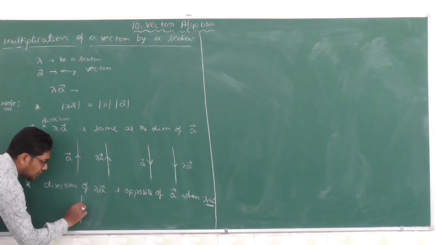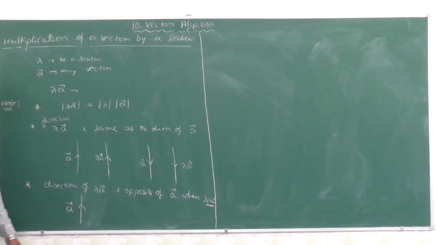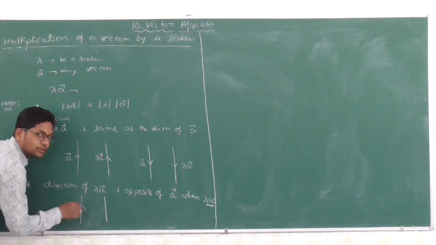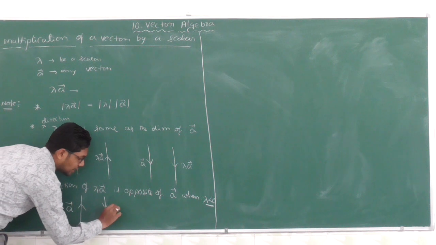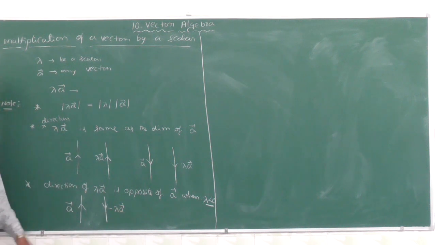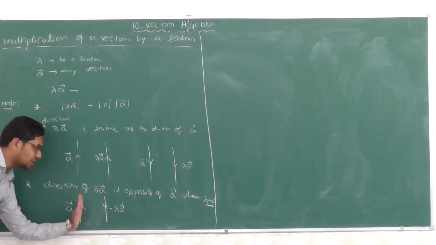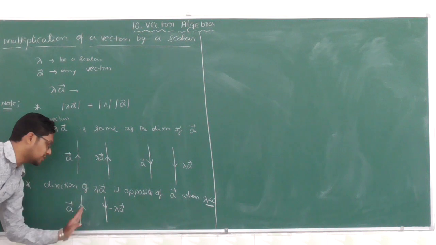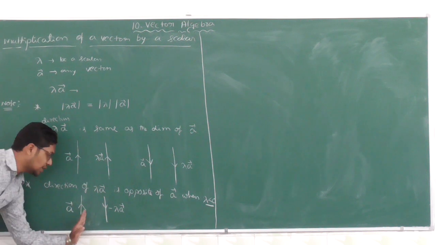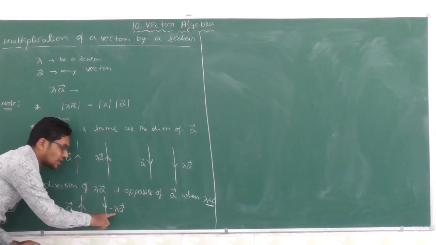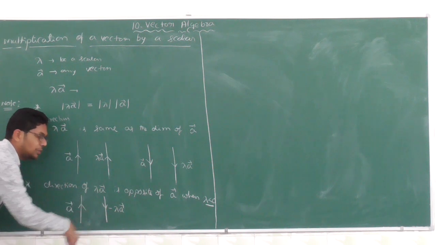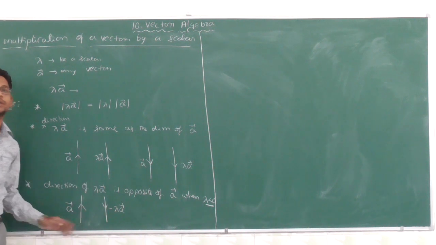See, here we have the a vector. Here we have the direction of a vector. What about minus lambda a vector? It is opposite of the direction of a vector. The direction will be like this. The direction of lambda a vector is opposite of the direction of a vector. If lambda is less than 0, that is negative, then it will be opposite of the direction of a vector.